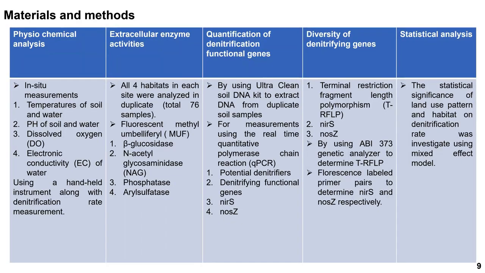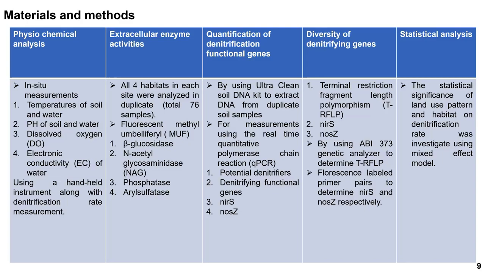We use the ultra clean soil DNA kit to extract DNA from duplicate soil samples for measurement using the real-time quantitative polymerase chain reaction and potential denitrifiers, denitrifying functional genes, specifically NAR-S and NOS-Z, in the diversity of denitrifying genes, terminal restriction fragment length polymorphism. In that case, we also did the nitrifying functional genes like NAR-S and NOS-Z by using ABI 373 genetic analyzer to determine TRFLP and fluorescence level primer pairs to determine NAR-S and NOS-Z respectively.